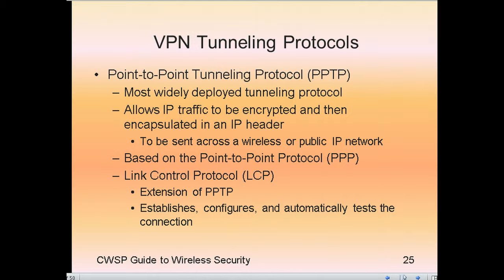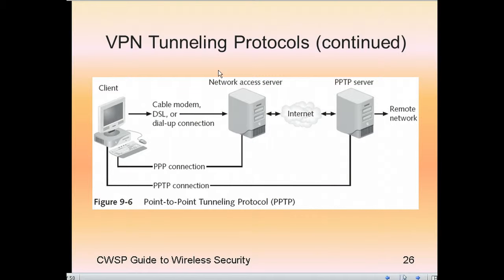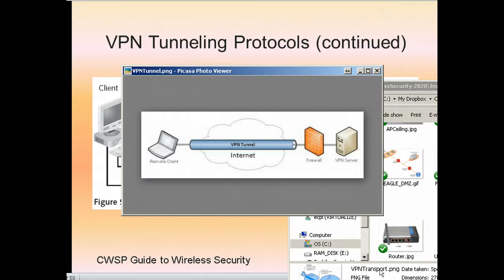Link control protocol is an extension that's used in this. It establishes, configures, and automatically tests the connection. LCP is going to be a part of many wide area network serial connections if you look in the Cisco world. So, VPN tunneling protocols: picture here the VPN connection, the point-to-point tunneling protocol connection, cable modem, the remote network. Okay, a little bit different picture.